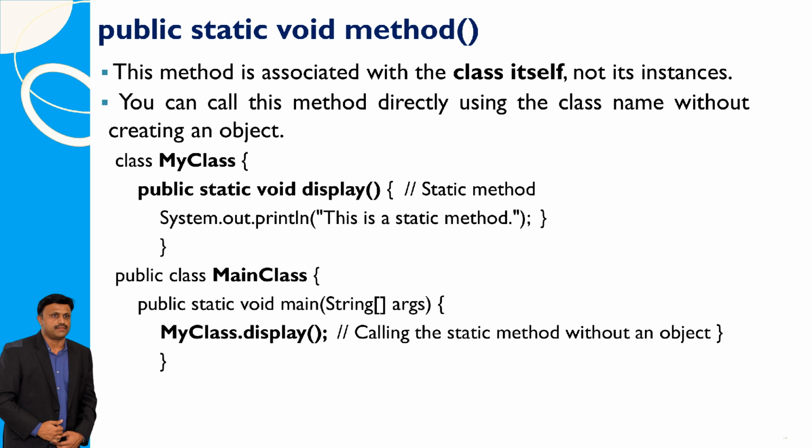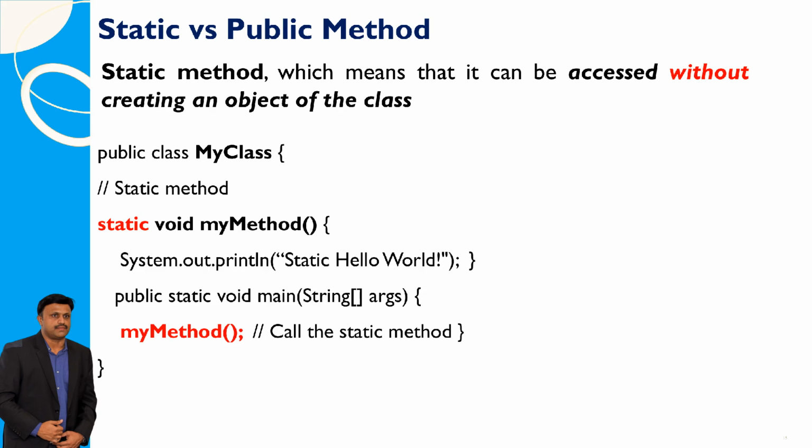For example, in the MyClass class, the static method display prints a message. In the main class, the display method is invoked directly with MyClass.display without needing to instantiate MyClass. In the MyClass class, the static method MyMethod can be accessed without creating an object of the class. In the main method, MyMethod is called directly, printing static hello world to the console.